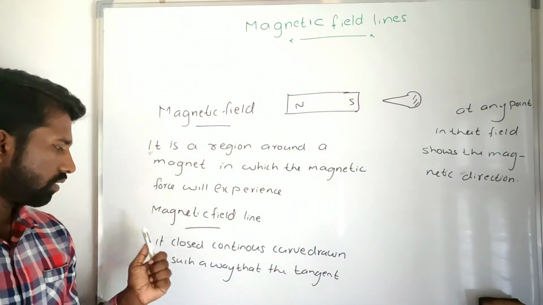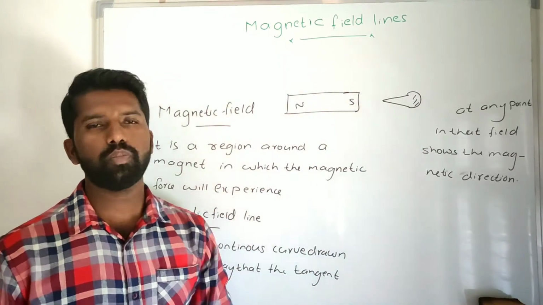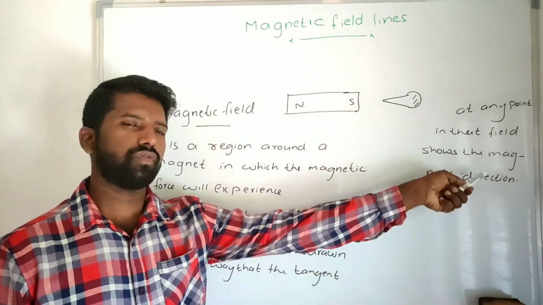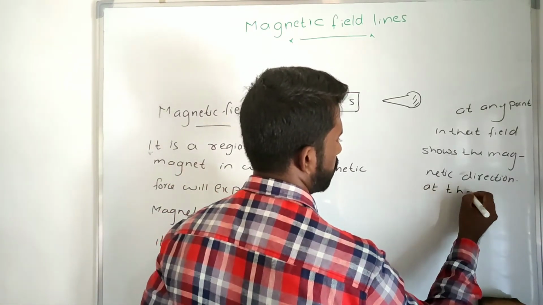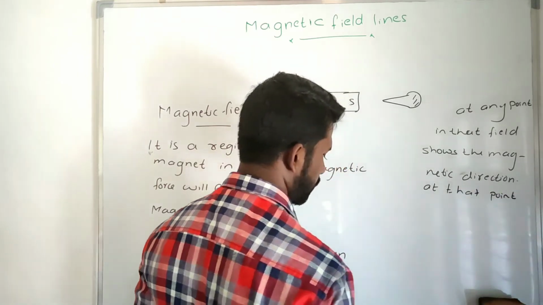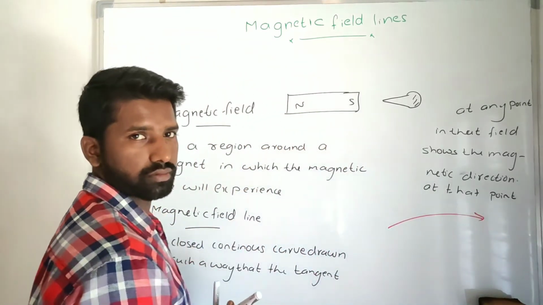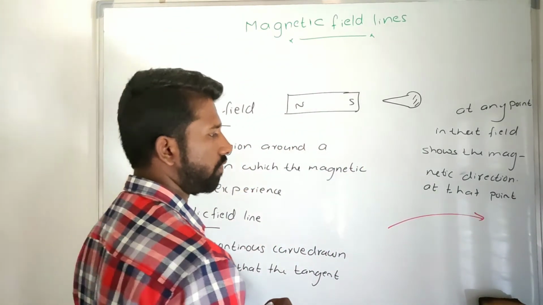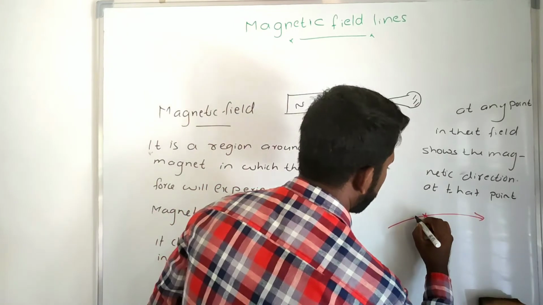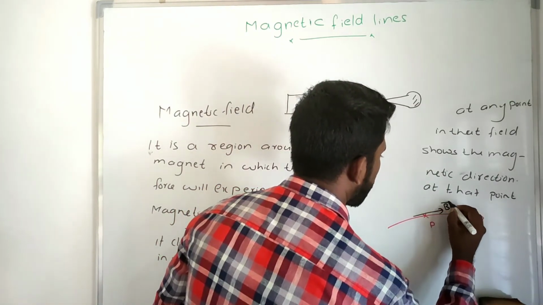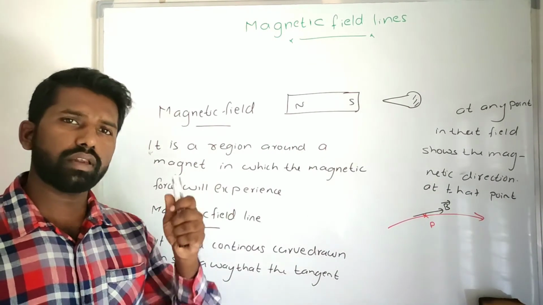This is the definition: it is a closed continuous curve drawn in such a way that the tangent at any point gives the magnetic field direction at that point. That means you consider this is a magnetic field line. If I need to find the magnetic field at this point, what you have to do is draw a tangent. This tangent gives the magnetic field direction at that point. So this is about the magnetic field line.